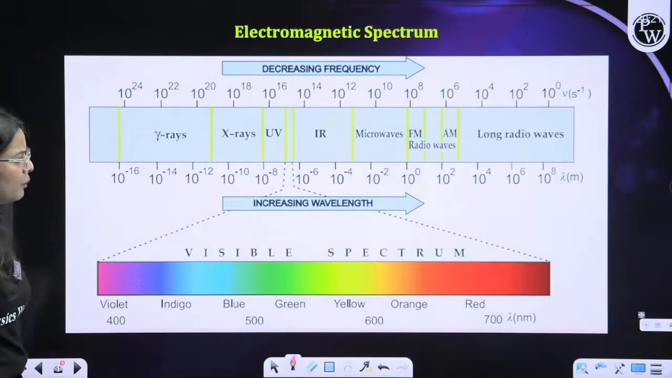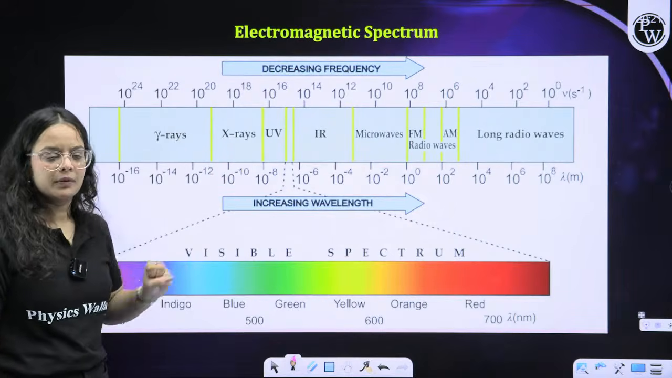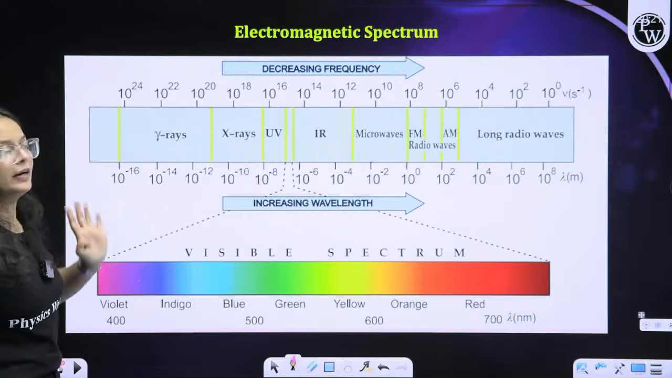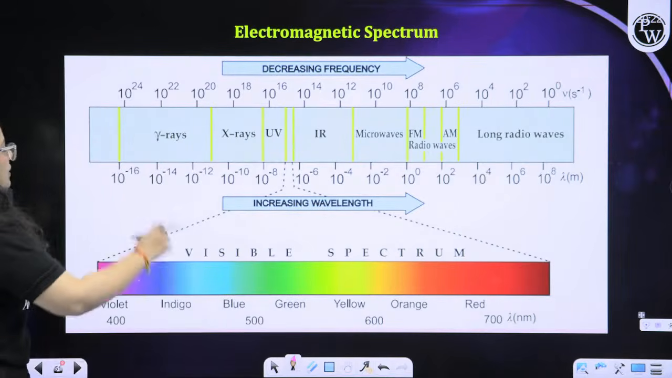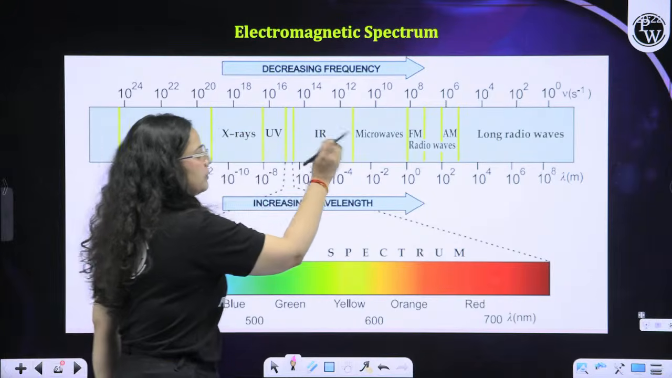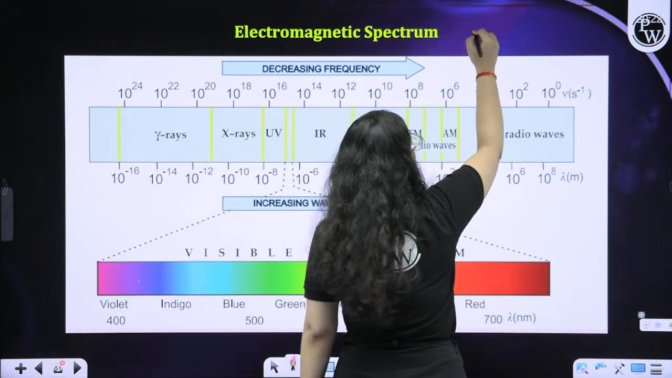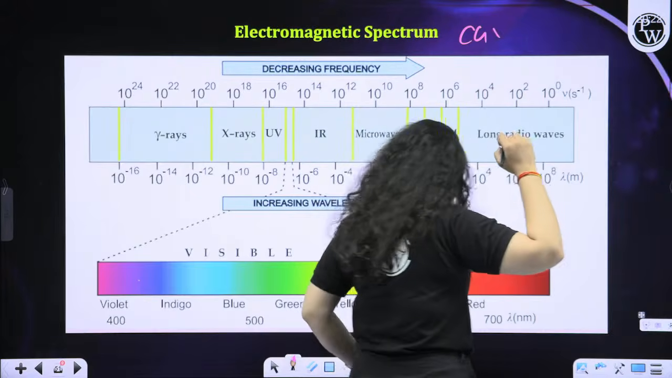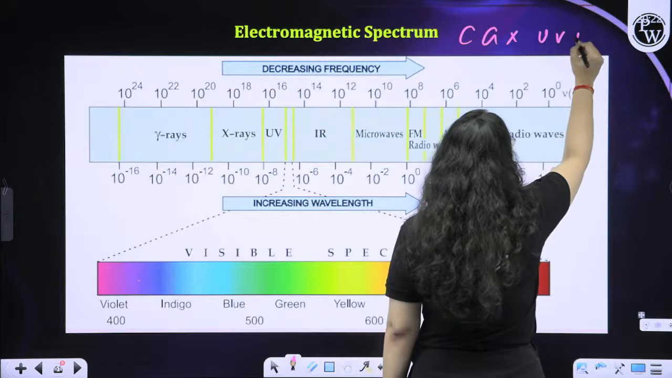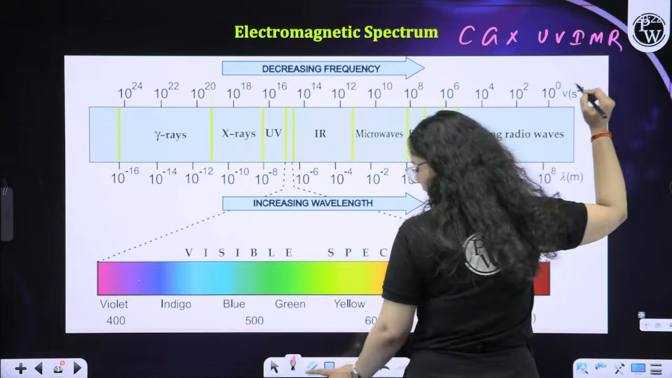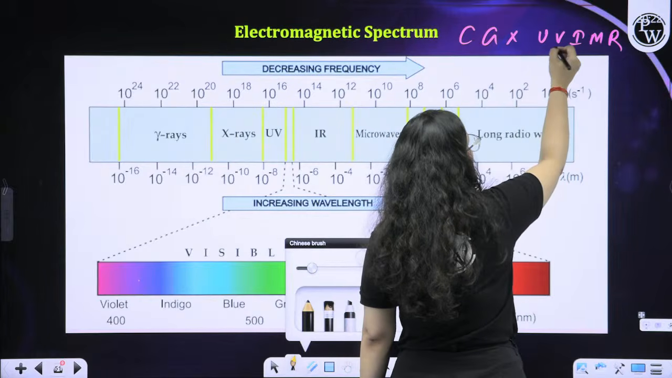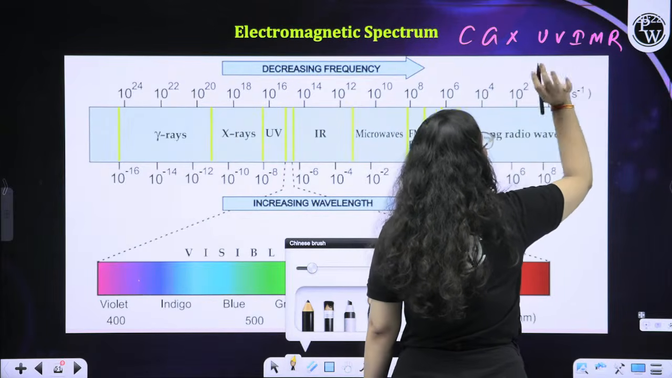Okay. Moving on, this is the spectrum, given in your NCERT as well. Basically, this is the complete electromagnetic spectrum, where we have the different regions: gamma rays, X-rays, UV rays, IR, microwave. You can write it as CGX, UV, IMR. That means cosmic, gamma, X-ray, UV ray, visible, IR, microwave and radio wave.